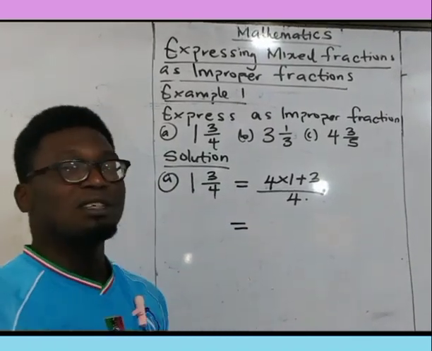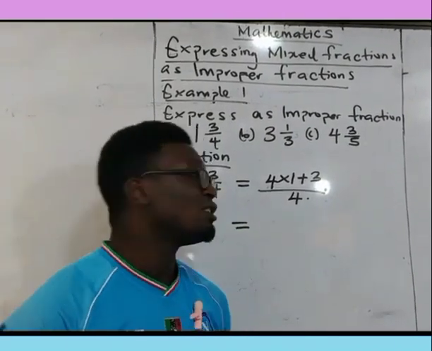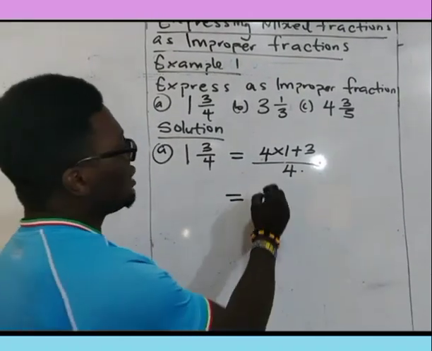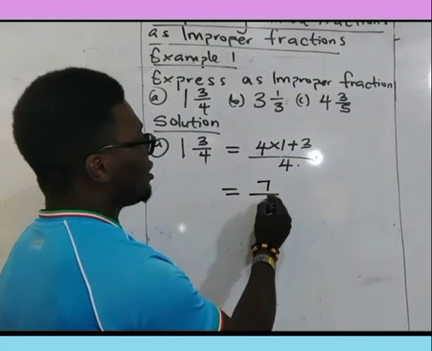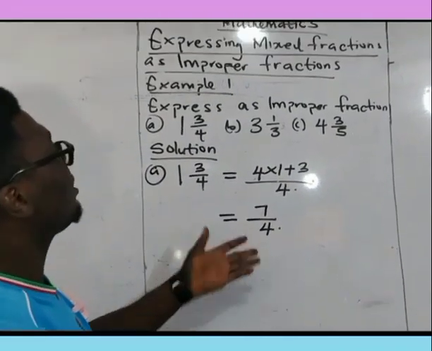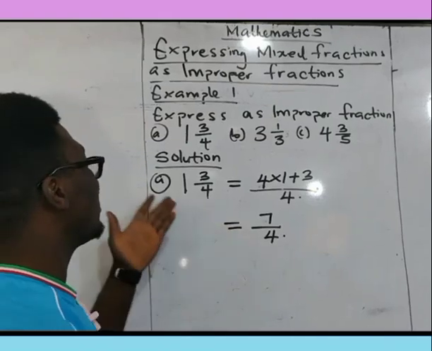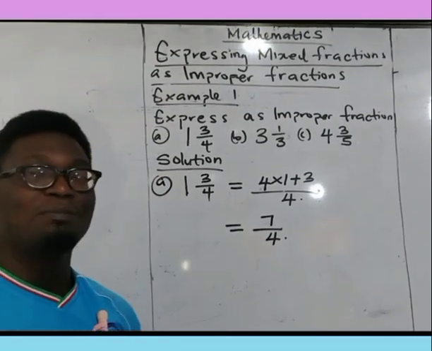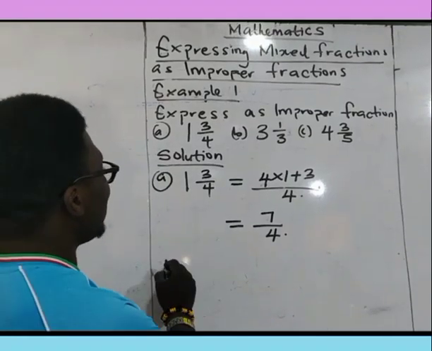If you want to take it as BODMAS, we have multiplication before addition. So 4 times 1 is 4. 4 plus 3 is 7. This becomes 7 over the denominator, which is 4. So this is an example of an improper what? Fraction. So we've successfully converted a mixed fraction to what? An improper fraction.